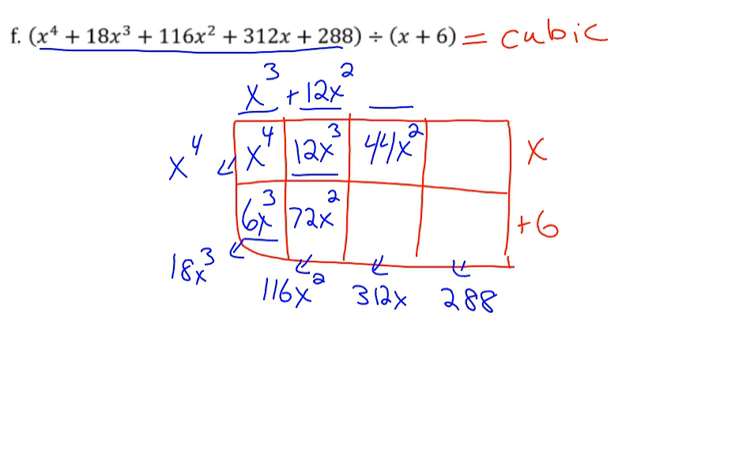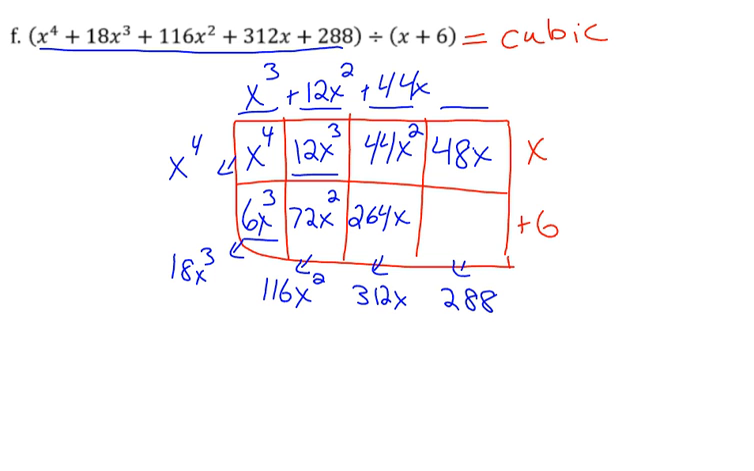What times x is 44x squared? Well, that's plus 44x. 44 times 6 is 264x after I multiply those two. But I want 312 and only have 264. So I need another 48x.